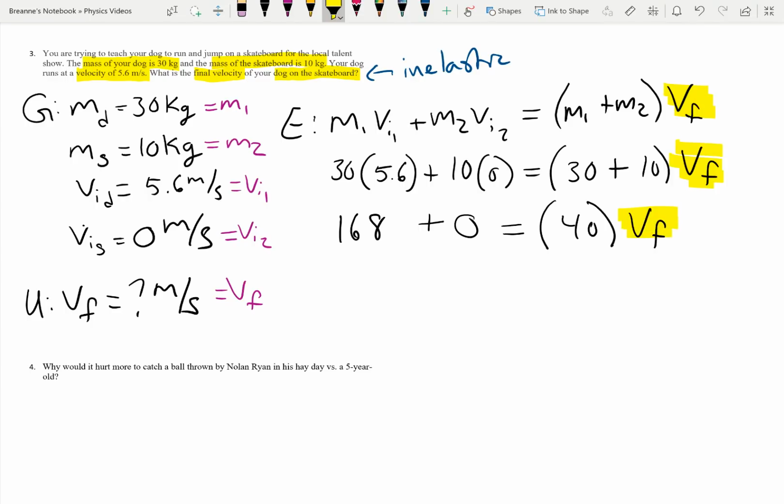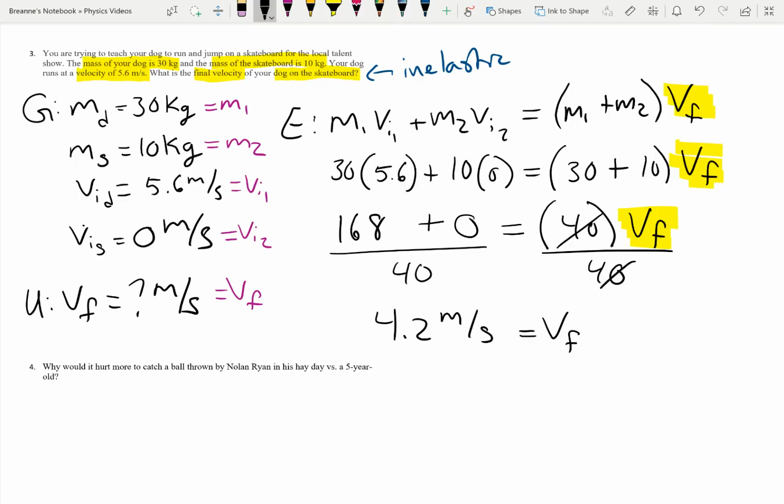So we need v final by itself. It's being multiplied. The opposite of multiply is divide. And what you do to one side, you have to do to the other. So your v final is going to be 168 divided by 40. You get 4.2 meters per second. So that's how fast your dog on the skateboard is going.